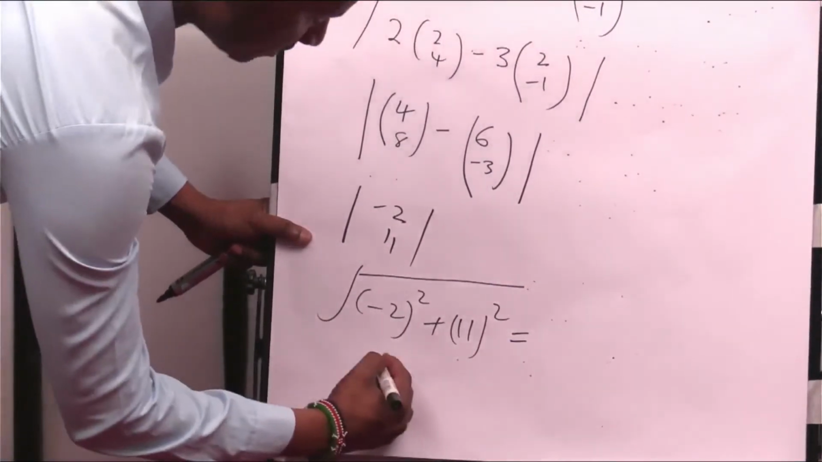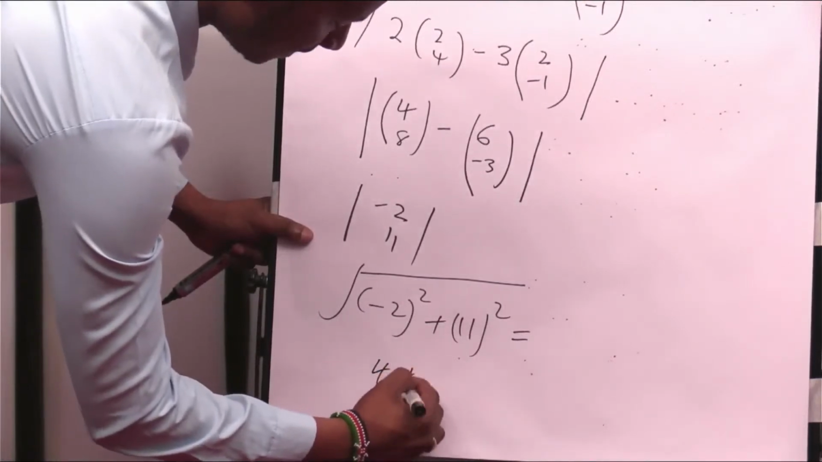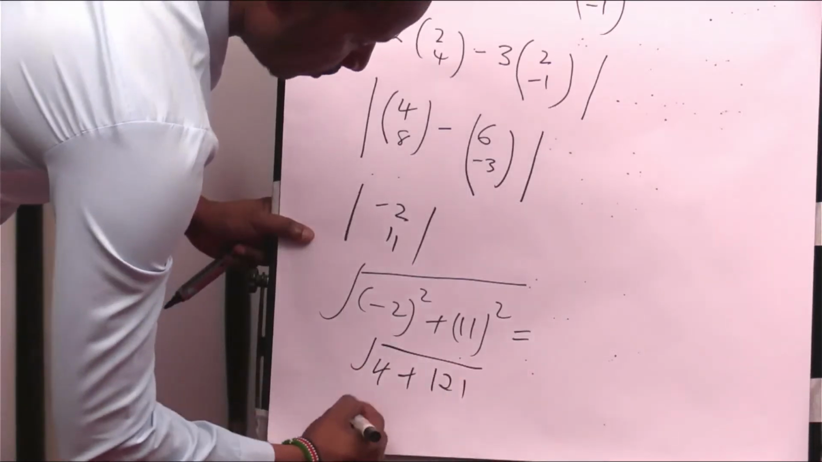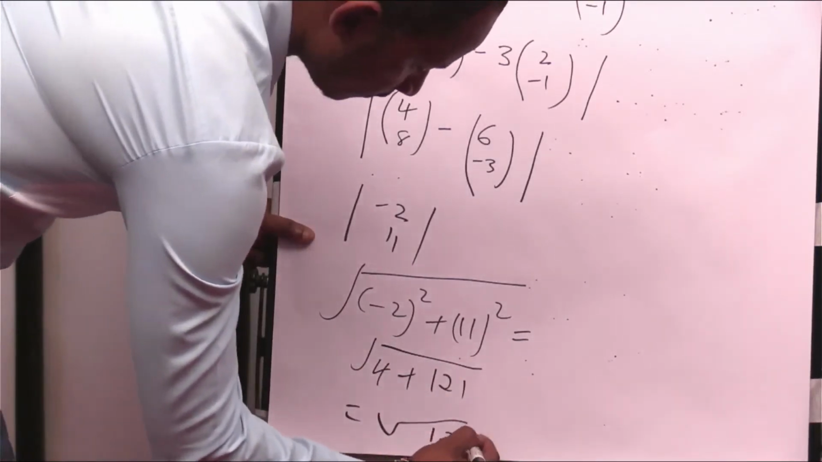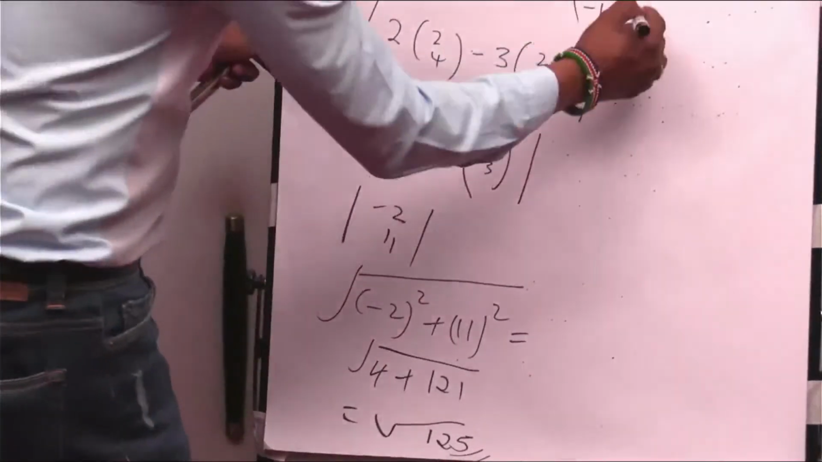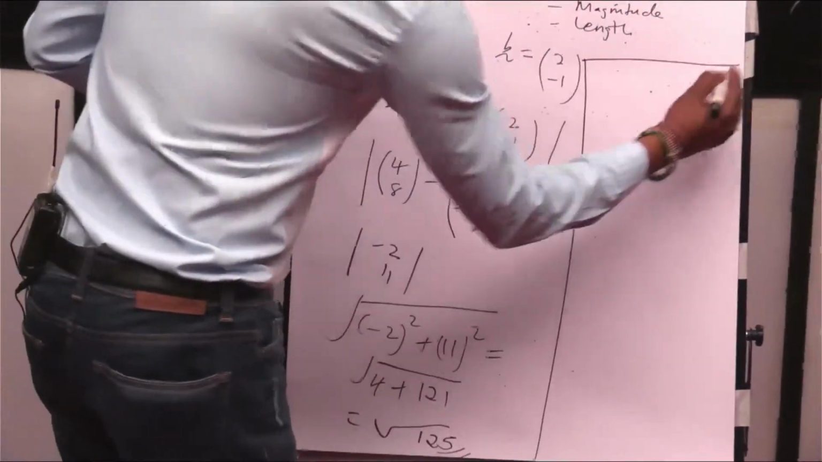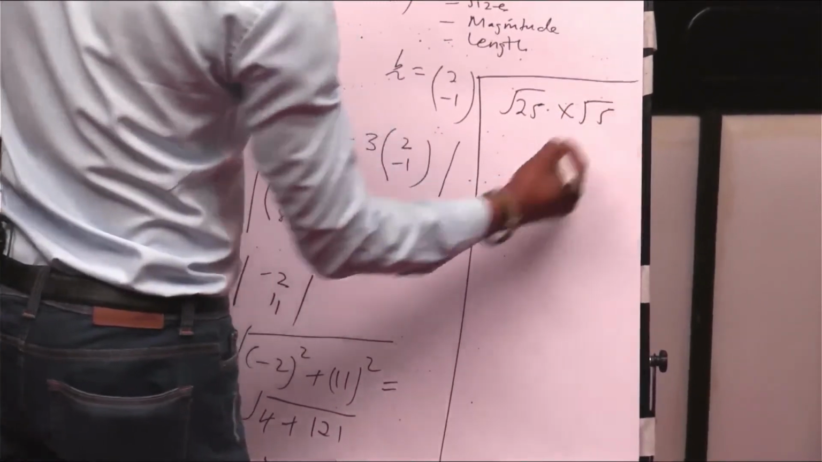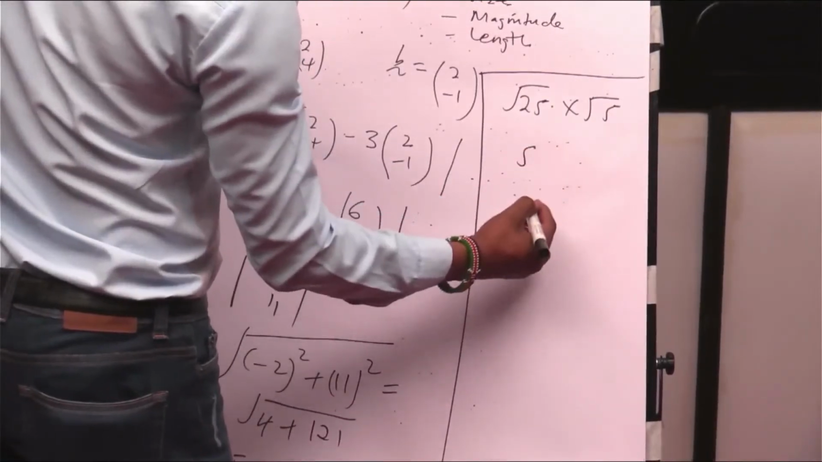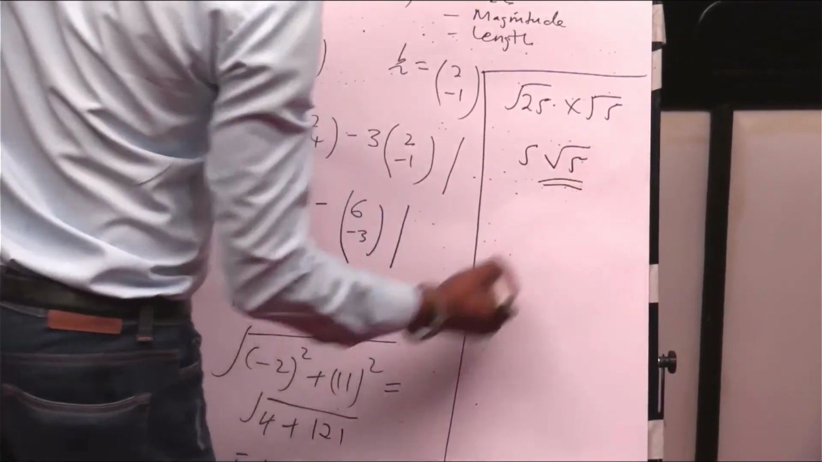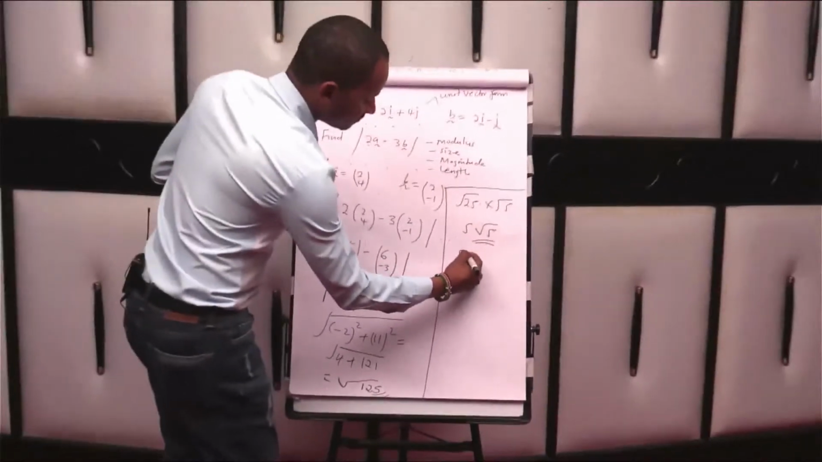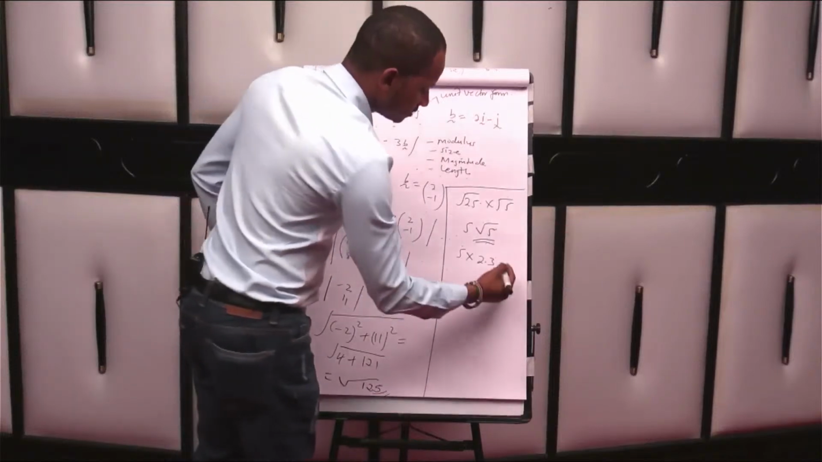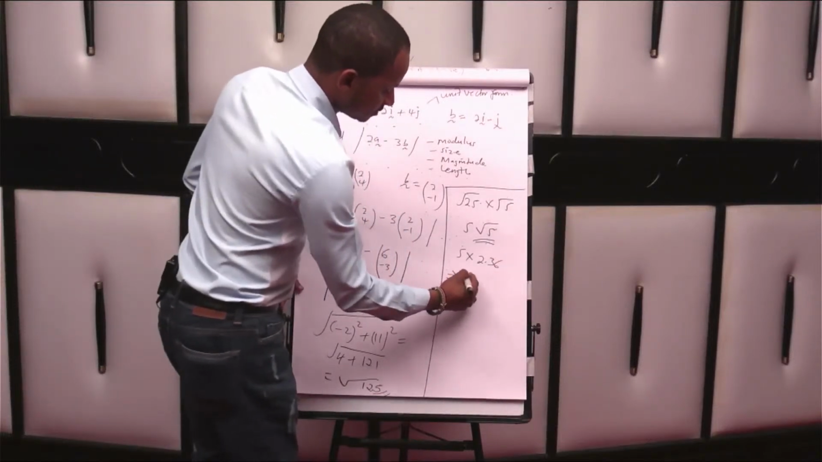So minus 2 squared is 4, plus 11 squared is 121, into the square root, which is the square root of 125. So use your calculator to get the square root of 125. The square root of 125 can also be written as the square root of 25 times the square root of 5. Square root of 25 is 5, so 5 root 5. This is our answer, further simplified. 5 times the square root of 5 is 11.18.